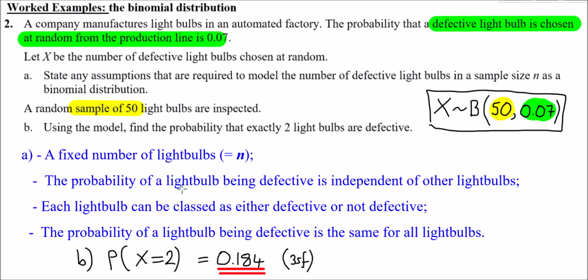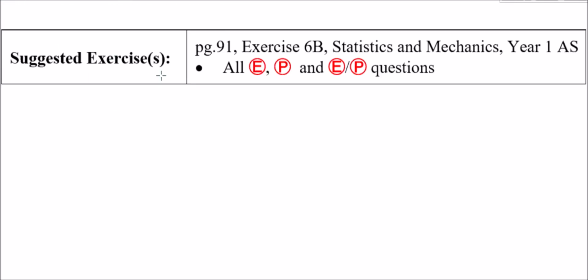So that's all from me. What I want you to do now is to practice some of these yourselves. So if you can turn to page 91 in the Stats and Mechanics book for year 12, it's exercise 6B, and attempt all of the exam type questions and problem solving questions, all the ones which say an E and a P next to them. Those are the questions that closely follow what you might encounter in a real exam. So try those, master those, check your answers regularly. If you're getting stuck, ask somebody you're working next to, check the answers and work backwards.